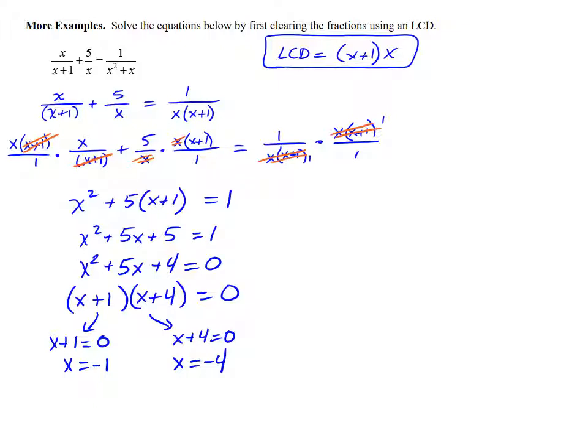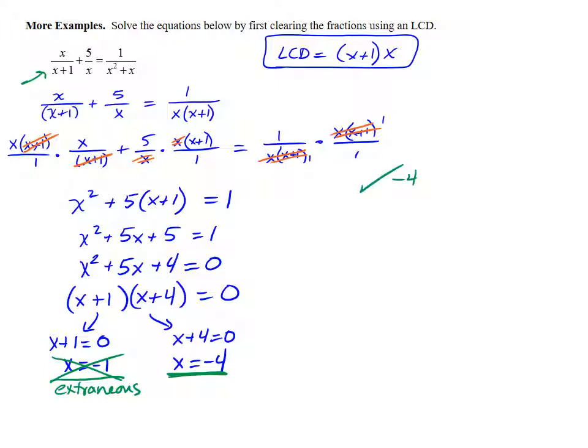Remember to check all solutions. So when I check this first solution, x equals negative 1, right away I see that I'm going to get a 0 denominator, because when I plug that into the first denominator's fraction, I get negative 1 plus 1, or 0. So this is extraneous. Cross it out. It is not really a solution. It just happened to come up because of the technique we used. X equals negative 4, though, doesn't do that, so let's check it all the way.